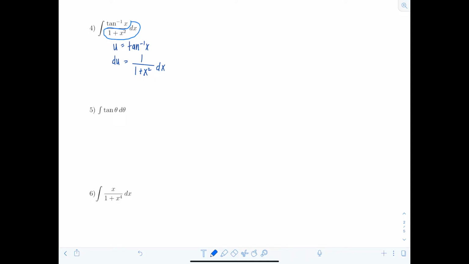So then in one slick maneuver, I can rewrite this now as the integral of just u du. Okay, so this is going to give me 1/2 u squared plus c, which is going to be 1/2. Now this might look a little weird, so you have tan inverse of x squared plus c.